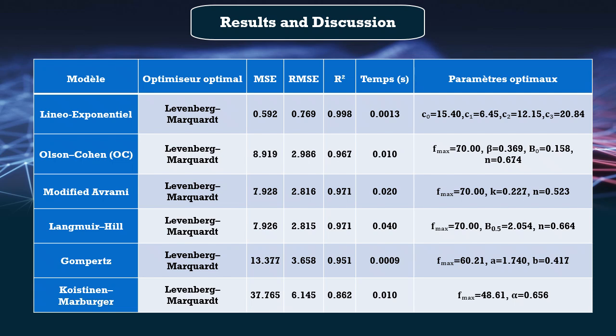This table shows the final optimization results for all 6 models, all calibrated using the LMA algorithm for consistency and reliability. The LE model achieved the best predictive performance with the lowest MSE and the highest R-square value. Among the physical models, MA and OC also performed well, both with R-square above 96%. In contrast, KM and G showed higher errors, suggesting a weaker trend.